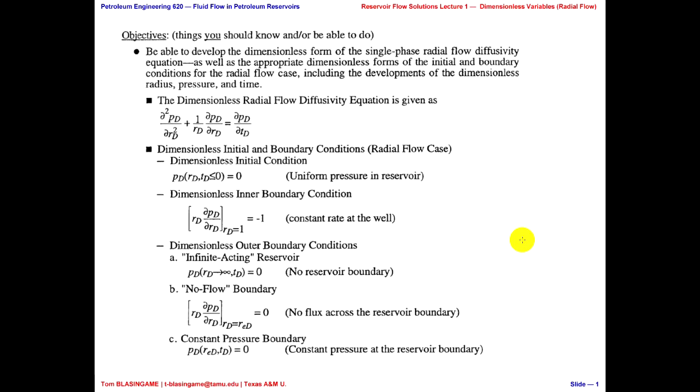But we will have an outer boundary condition that is infinity. And we will have an inner boundary condition that's 1, and we'll have an outer boundary condition that's 0. So we'll have several different cases here.